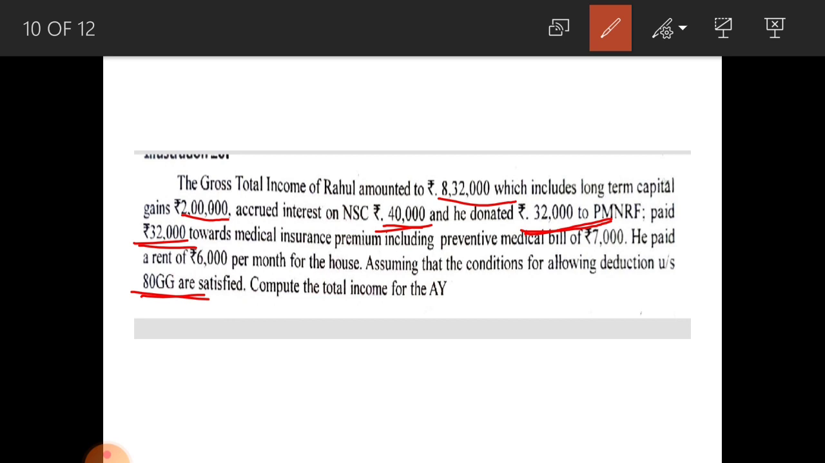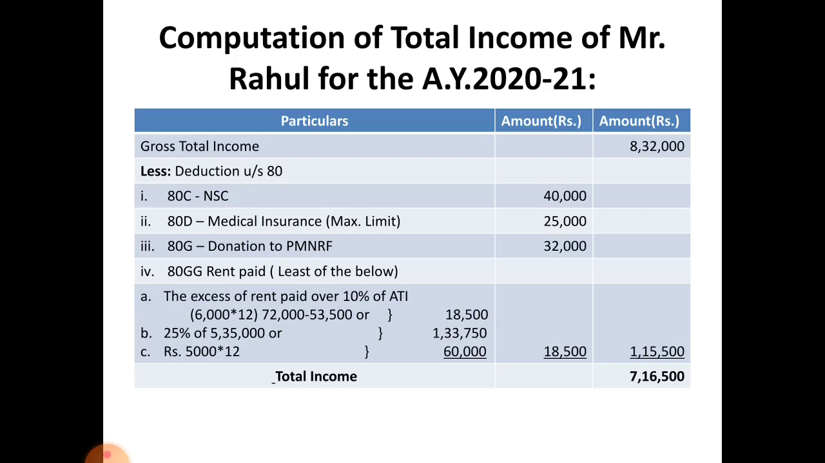Next, see, he paid a rent of rupees 6,000 per month for the house. Here you have to calculate deduction allowable under section 80 GG. The information is given, that is 6,000 per month, and 10% of adjusted total income you have to calculate, and 25% of adjusted total income also you have to calculate, and 5,000 per month for 12 months you have to calculate. See the problem, see the solution.